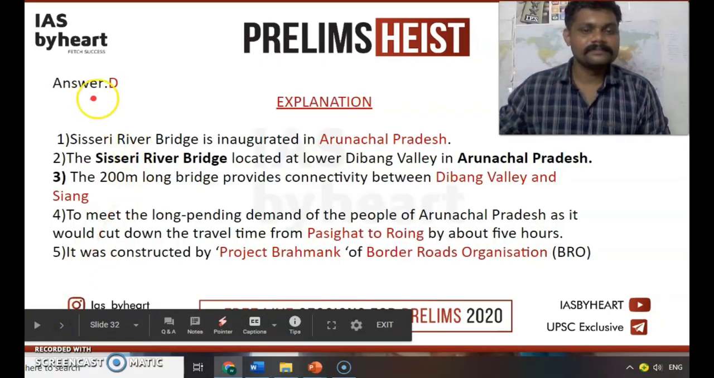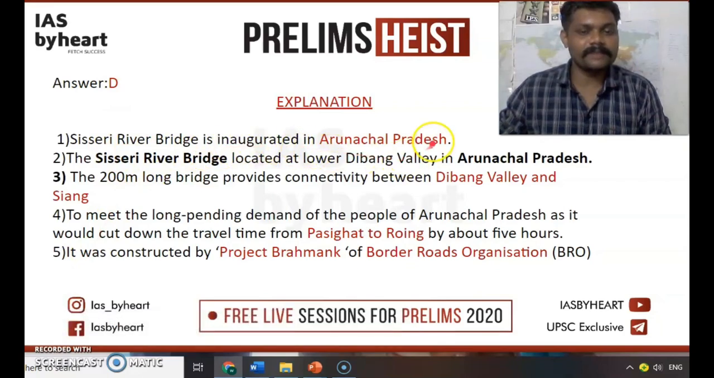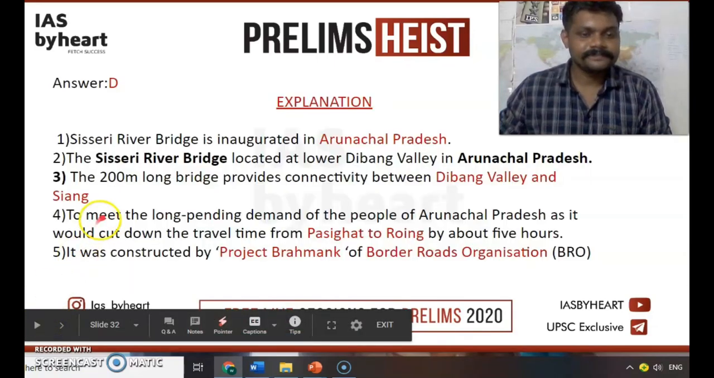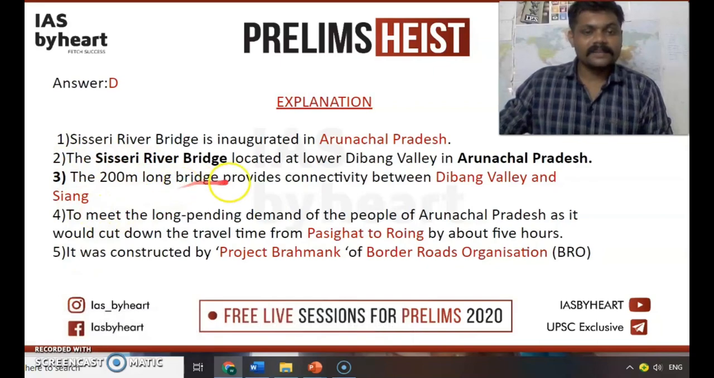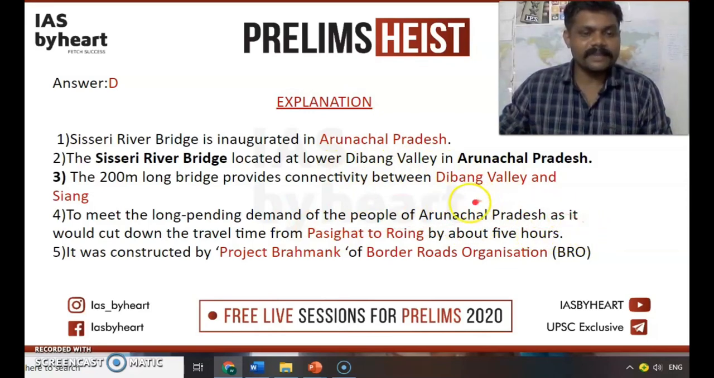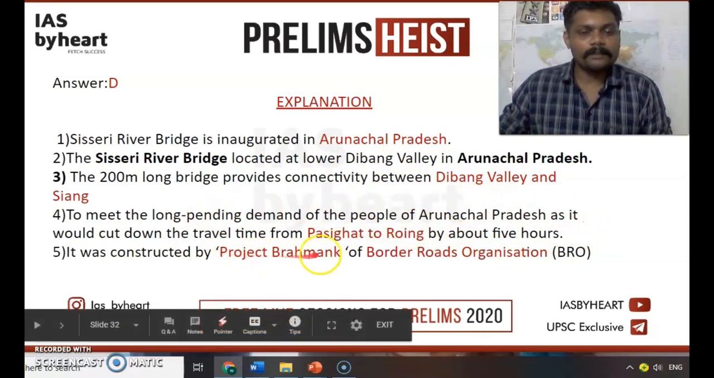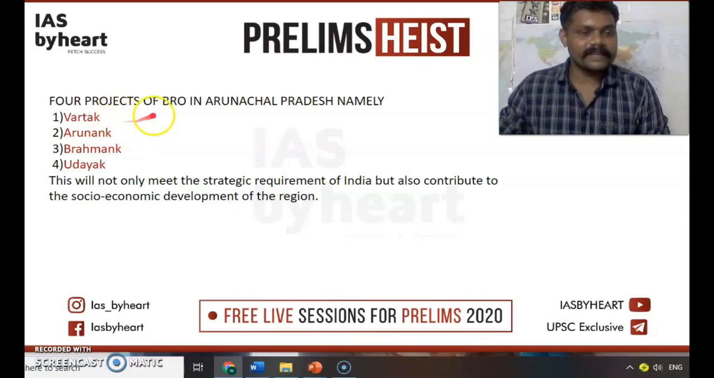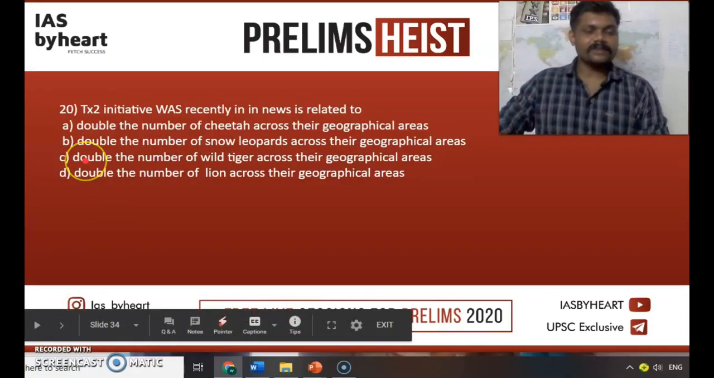See the explanation. Sisseri River Bridge is inaugurated in Arunachal Pradesh. But here it is mentioned that it is in the district of Assam. So that's a wrong statement. See, this is a 200 meter long bridge. It is located in Lower Dibang Valley in Arunachal Pradesh. Moreover, the people of Arunachal Pradesh demanded this bridge in order to cut the travel time from Pasighat to Roing by about 5 hours. This was constructed by Project Brahmank of the BRO, Border Roads Organization. See, this is about BRO projects. There are 4 projects: Vartak, Arunank, Brahmank, Udayak. These are the 4 projects of BRO. So the next question will be the last and final question.